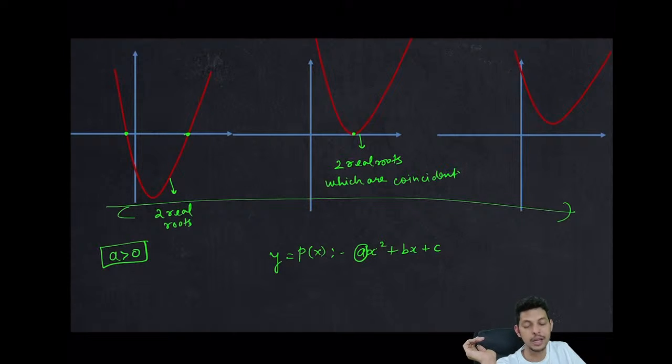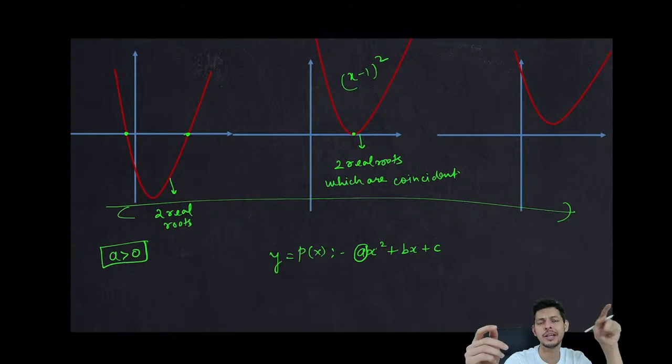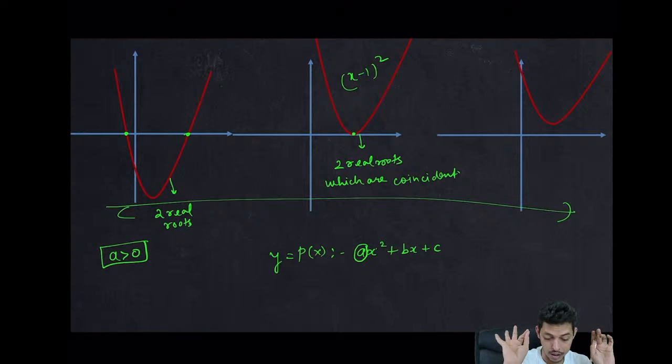For example, this can be the graph of (x minus 1) whole squared. So (x minus 1) whole squared is a quadratic, it is x square minus 2x plus 1. The second graph is also the graph of a quadratic, but here we say that the roots are repeated, or coincident, so they are the same: 1 comma 1, 2 comma 2. So it is a perfect square, something like (x minus 2) square, (x minus 3) square, and so on.